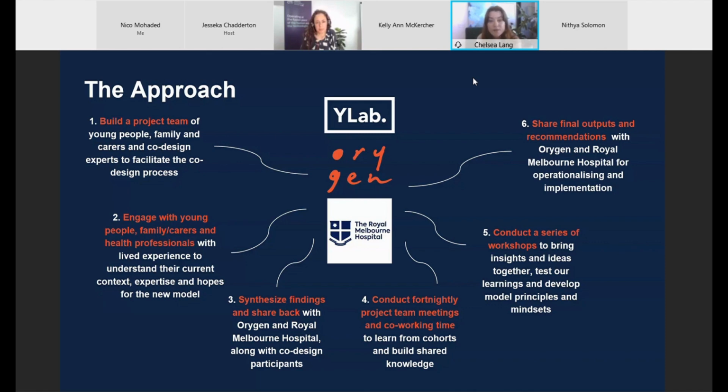We then engaged a further 30 young people, families and carers and health professionals to understand their current experiences of inpatient care, but to also hear about their hopes about what the Orygen at-home model could actually look like. We synthesised these findings and shared them back with both Orygen and the Royal Melbourne Hospital teams, along with co-design participants. And that was to make sure that we were really affirming what we were learning, and our interpretations were being validated, and we weren't just saying what we think needs to be said, but actually what young people and family and carers and health professionals are experiencing and want to experience.